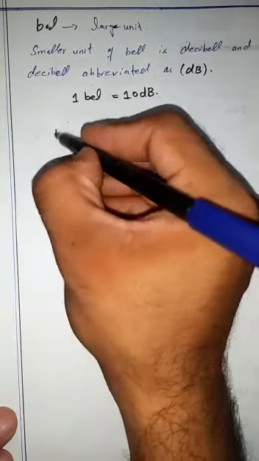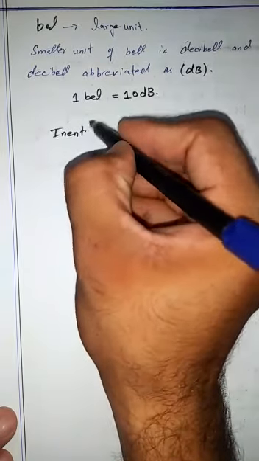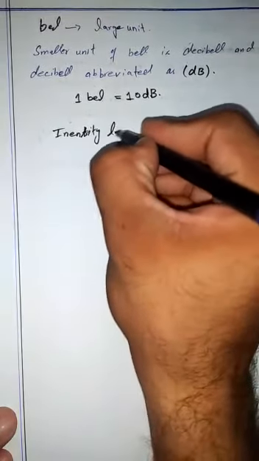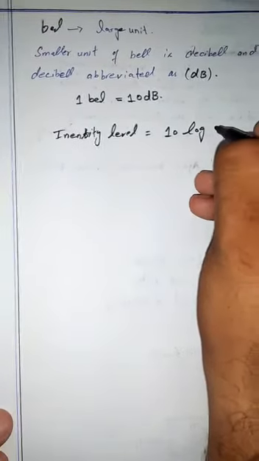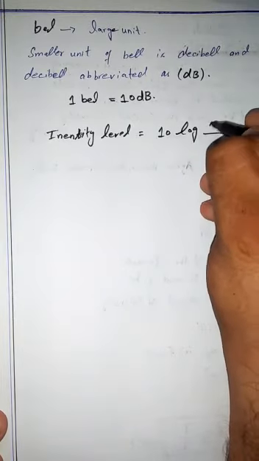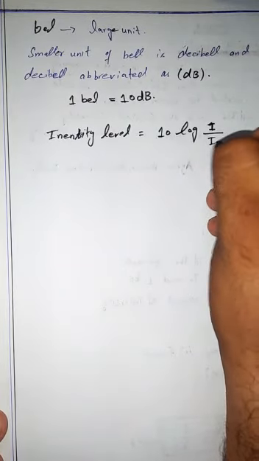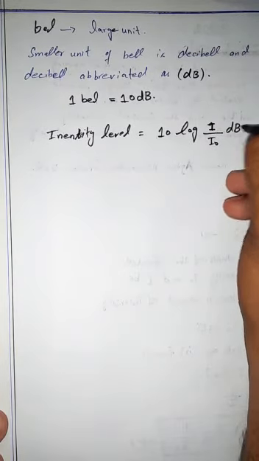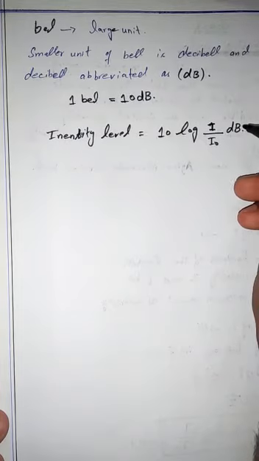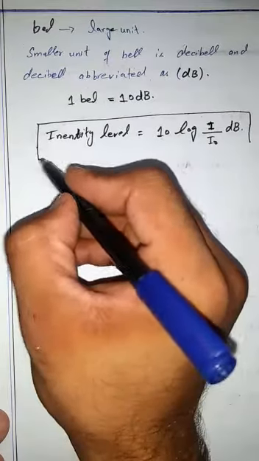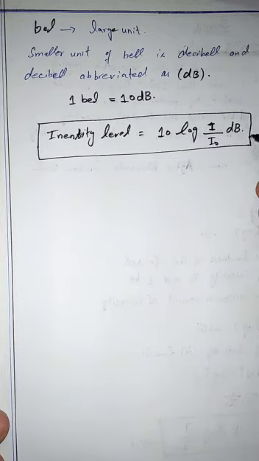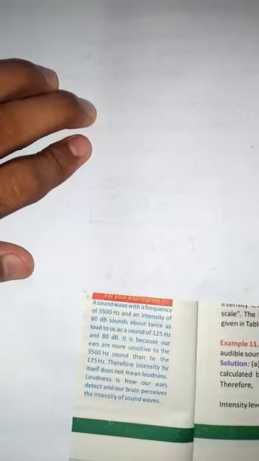Now if the intensity level is measured in decibel, the previous intensity level can be written in the form of 10 log I over I naught decibel. By using this equation we construct a scale for measuring the intensity level of sound. Such a scale is known as the decibel scale. The intensity level of any sound can be found by this formula. This is our topic.